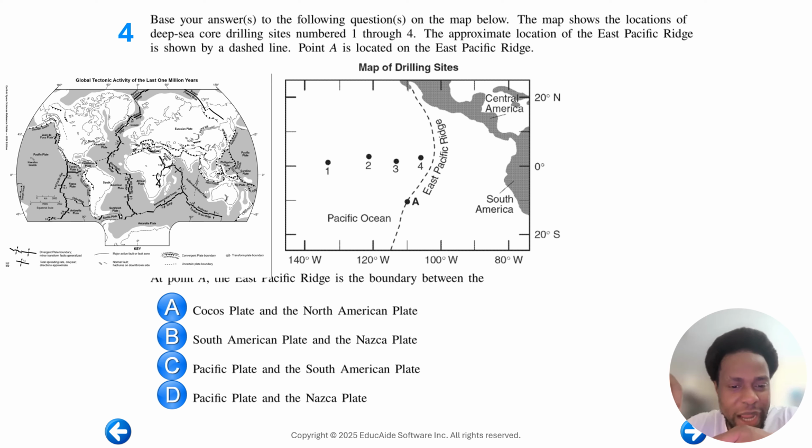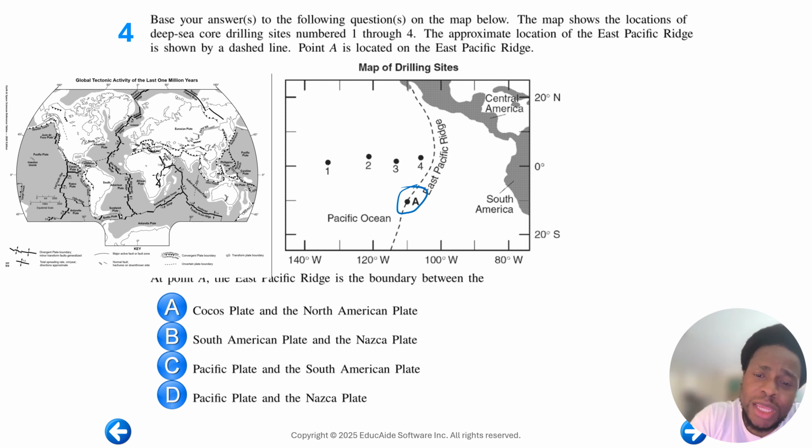Question number 4 says at point A, the East Pacific Ridge is the boundary between... Point A, which is right around here, is on the East Pacific Ridge. So I'm going to look at my ESRT page number 12, and I'm looking for the East Pacific Ridge, which should be a little bit to the left of South America. So this is South America here, and I can see the East Pacific Rise right around there.